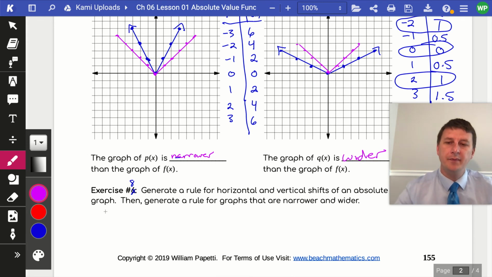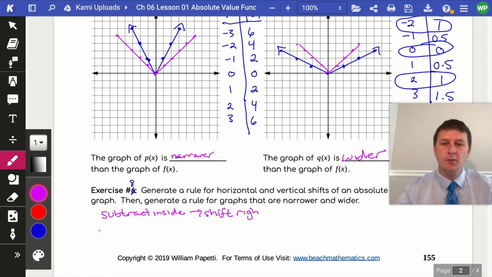So we saw that when we subtract inside an absolute value, it's going to shift right. When we add inside an absolute value, it's going to shift left.